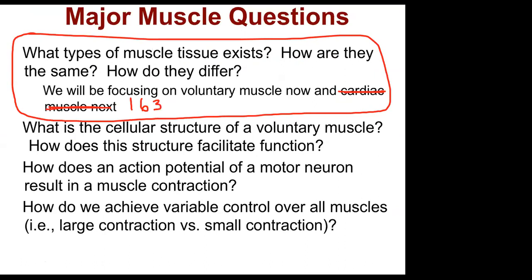Now, in addition to understanding what type of muscle exists and their characteristics, we are then going to focus on our skeletal muscle. We're going to understand the cellular structure of it. We're going to understand the communication between neurons and the skeletal muscle tissue. And that interaction will ultimately lead to a muscle contraction. And finally, we're going to think about how do we regulate these contractions? So how do we have control over our muscles? So that's where we're going to be going with our unit about skeletal muscle.